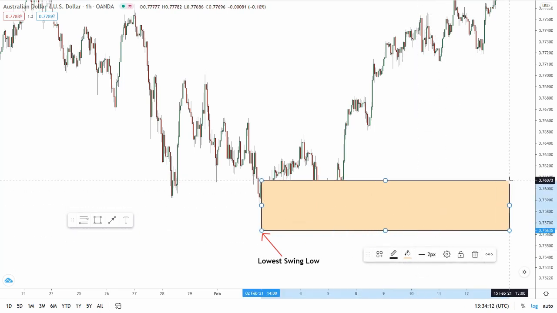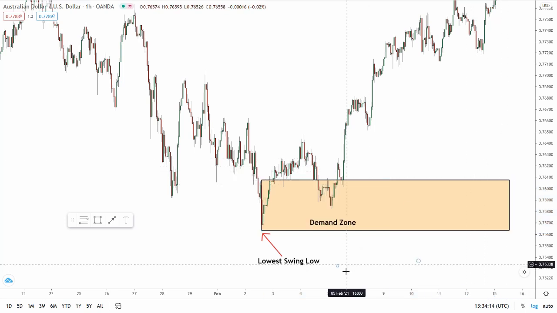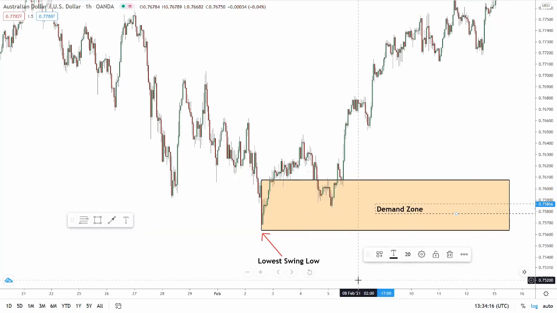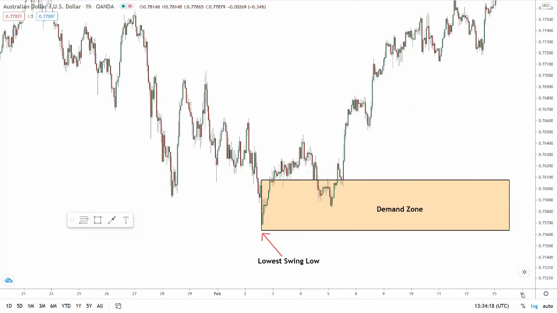And just like that, we've drawn our zone. See, I told you it wasn't that hard. So this is how demand zones should always be drawn, from the most recent lowest swing low up to the last small candle that formed before price took off. Note this down and practice finding the zones yourself. It shouldn't take long before you understand the process and can draw the zones automatically.